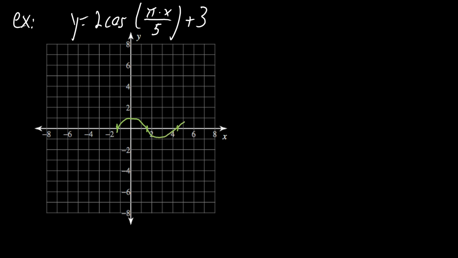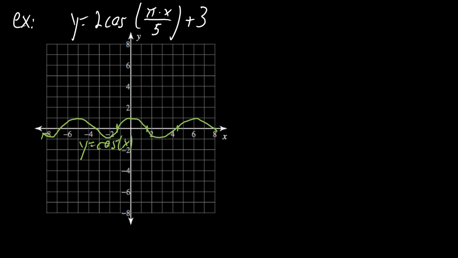All right, and for this example here, we are going to have y equals 2 cosine pi x over 5 plus 3. Let me first start off by graphing just cosine of x. That has an x-intercept at negative pi over 2, and 3 pi over 2. Remember, this is cosine of x.